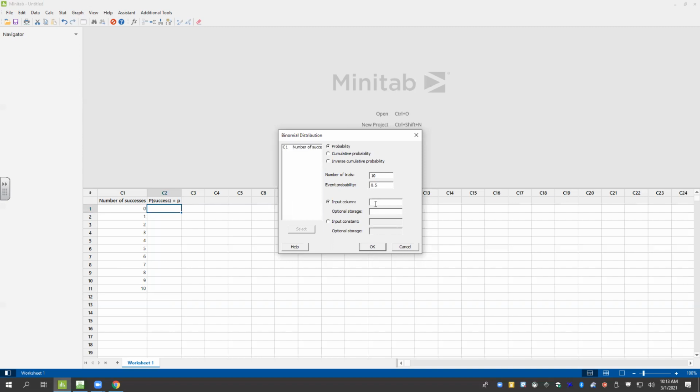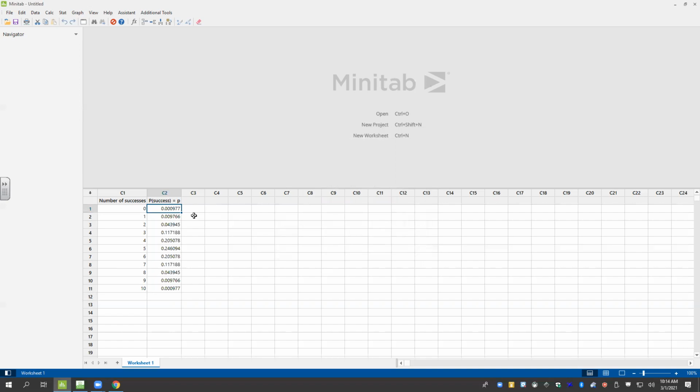And then it asked me, where's the data? Where is the number of successes? That's in column 1. The input column is column 1. And then I want it to store my responses in column 2, right next to it. Okay. So I want it to calculate individual probabilities for the 10 questions where I have a 50% chance of getting it correct. And my number of successes are in column 1, and I'm going to store my answers in column 2. And then I'm going to click OK.